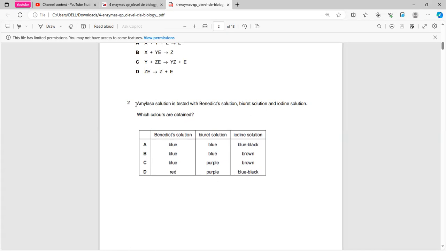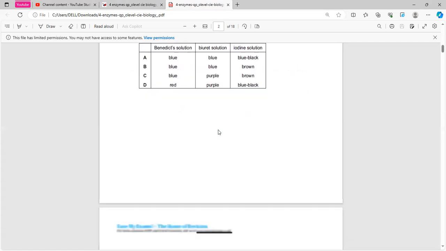So what does amylase do? Amylase converts starch into maltose. So obviously, amylase is a carbohydrate. So iodine will be positive. However, since amylase is a protein, biuret will be purple, whereas Benedict will be blue at its testing for glucose. Therefore, there are no proteins in this solution.